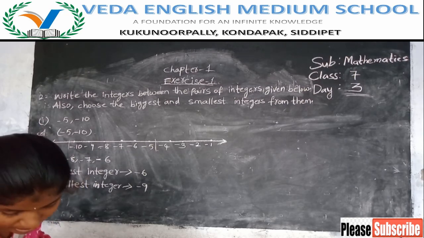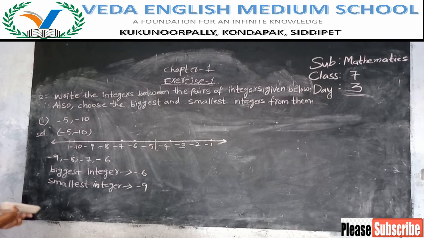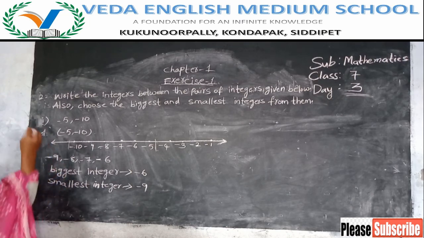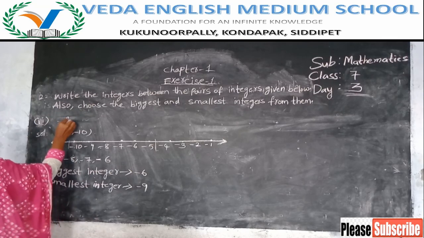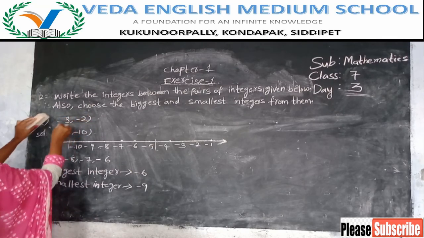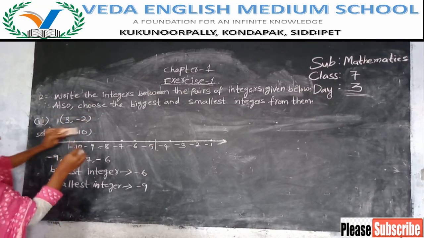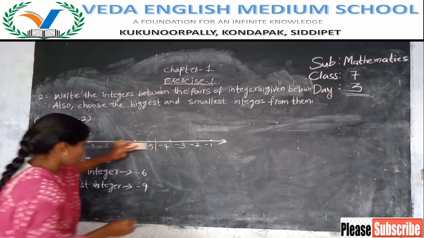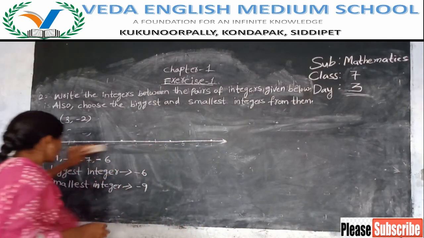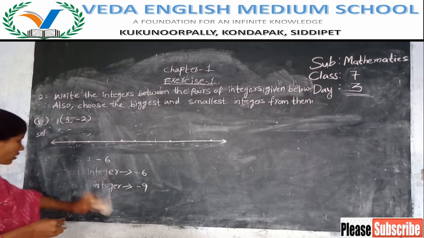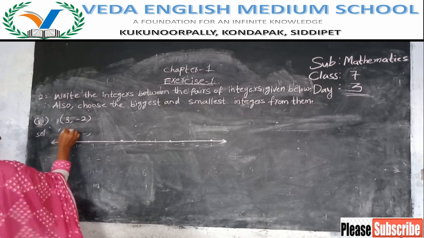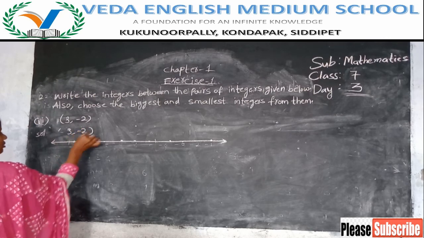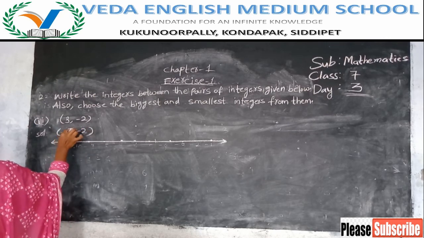Now second question, between 3 comma minus 2. Second one, between 3 comma minus 2. We'll find the second solution. Here also we have to find how many integers lie between 3 comma minus 2.